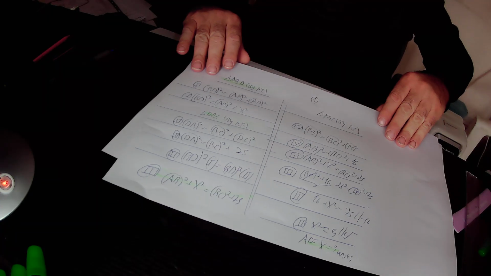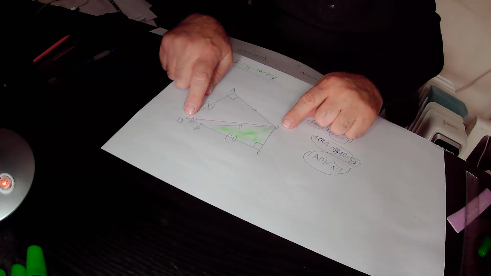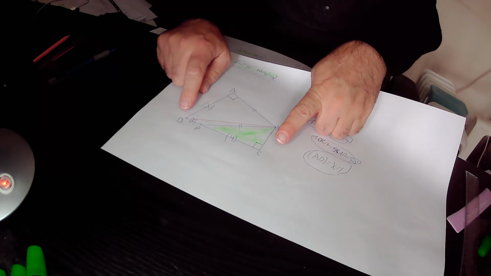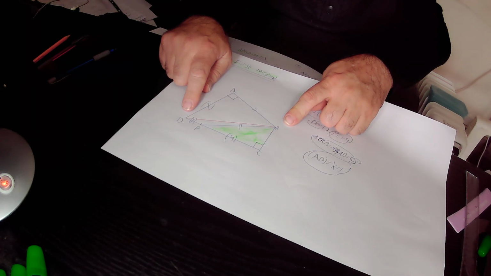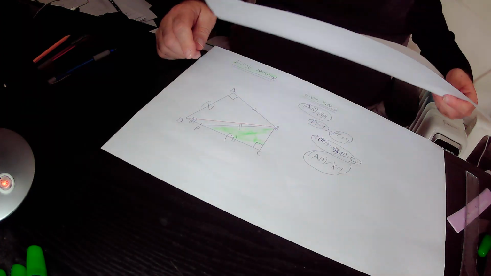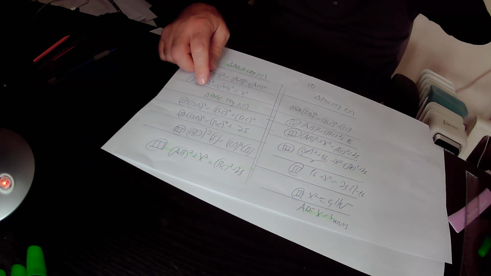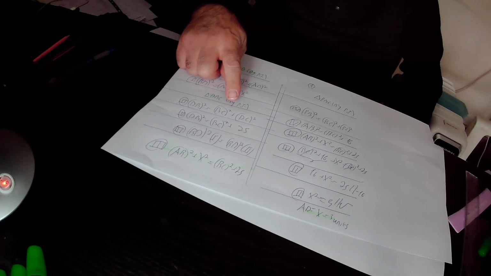Likewise, we implement the Pythagoras theorem on this lower right triangle DBC. In the lower right triangle DBC, DB squared, that is the square of the hypotenuse, equals BC squared plus DC squared.